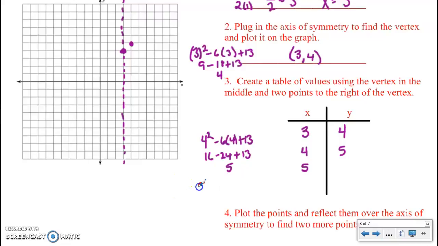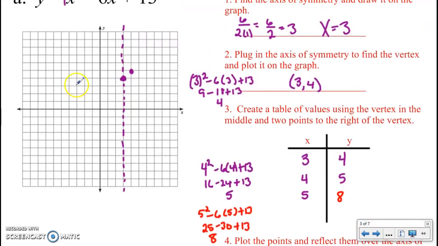So I plug in 5, I have 5 squared minus 6 times 5 plus 13. So 25 minus 30 plus 13. So -5 plus 13 gives me 8. So I can go ahead and plot that point. So I have 5, 8. So at 5, we go up 1, 2, 3, 4, 5, 6, 7, 8.